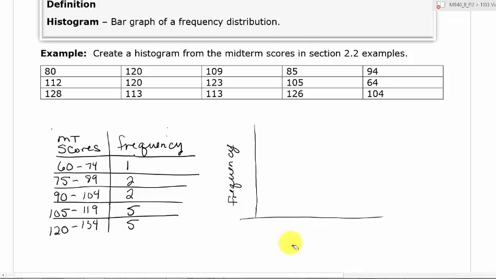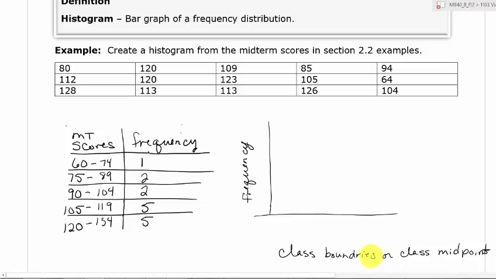Well, let's move this down. Sorry if I'm going off the screen there a little bit. So you can have either one of those as your markings. I think class boundaries is the best way to go with this.